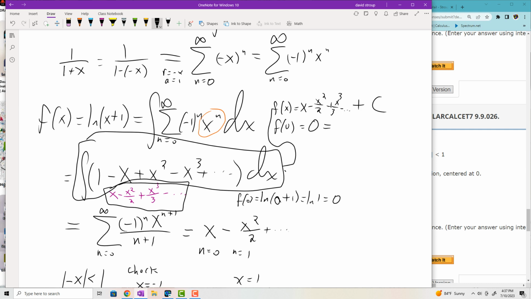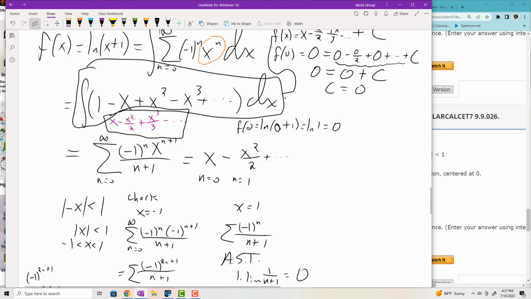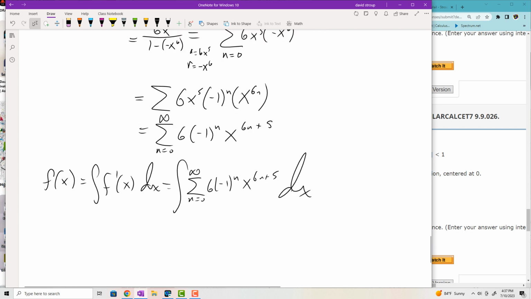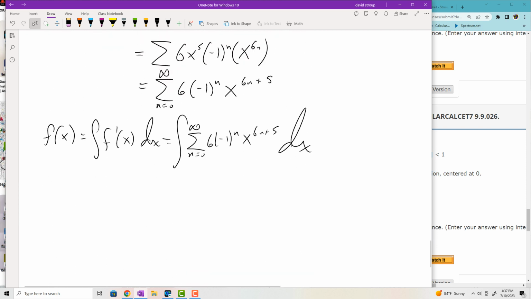Okay, but if I also plug in 0 into the variable x, I'll have 0 minus 0 squared over 2, which is 0, plus 0 cubed over 2, which is 0, plus dot, dot, dot, and then plus c. And of course, that will just give you the equation 0 equals 0, because all of this junk is 0, and then plus c. So therefore, c equals 0, and it goes away. Okay, so that's why you don't see it in the work. It's why you're not going to see it here either.